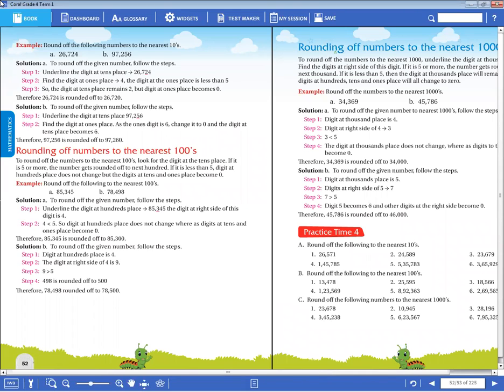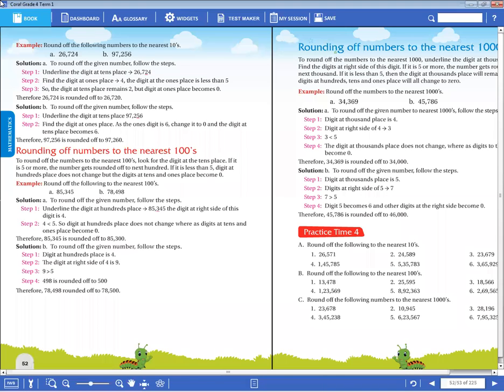28,196. Very good, Yatish. Because they have given hundreds, 100 is less than 500. So we have to take the same 1,000 only. 28,000. Okay. Okay, dear children, have you understood?